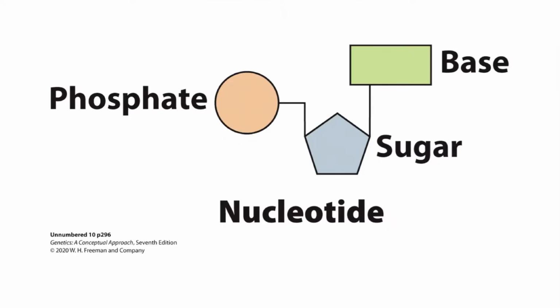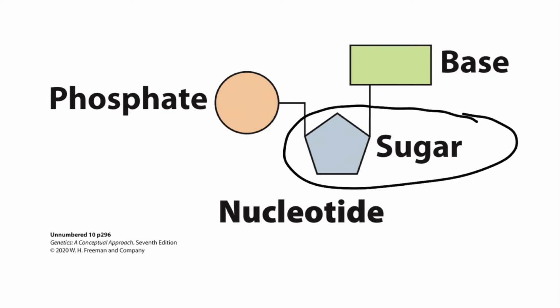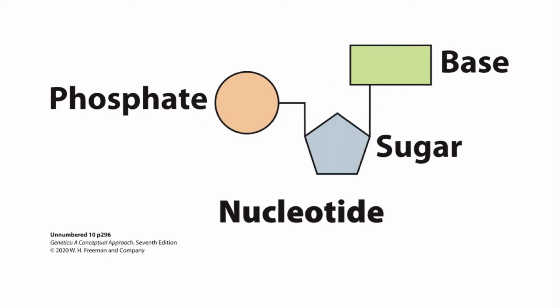and all nucleotides consist of three components. First is the phosphate group. The second is the sugar, and the third is the base. So let's take a closer look at these components.